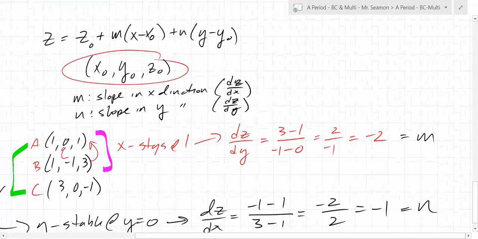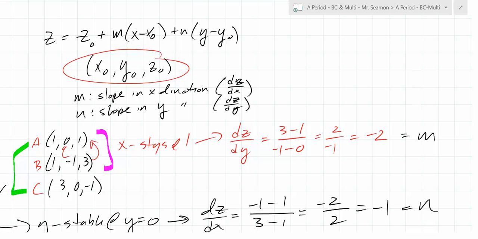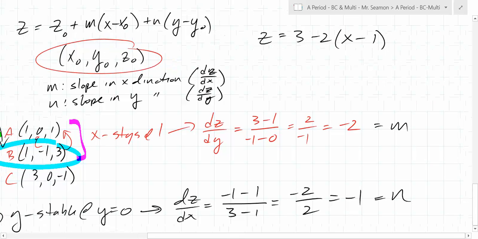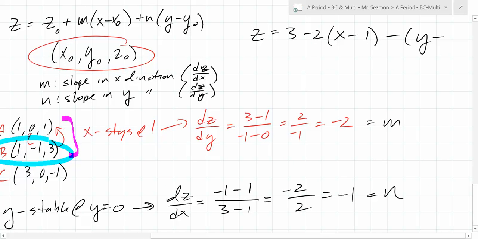Great, right? Then which point do you want to use? We have to pick a point, right? Let's use B. I don't like the zeros in there. Zeros kind of just make things a little too reductive for me. So if we use B, z is equal to what? What's z naught, if this is the point we're using? 3 plus, what was m? So not plus, it's going to be minus 2 times x minus, what's x naught? 1. And then was it minus 1? So minus y minus what? Plus 1. There it is, right there. You just figured it out. That's one equation for the plane.